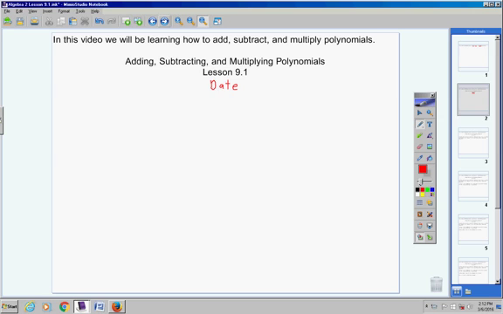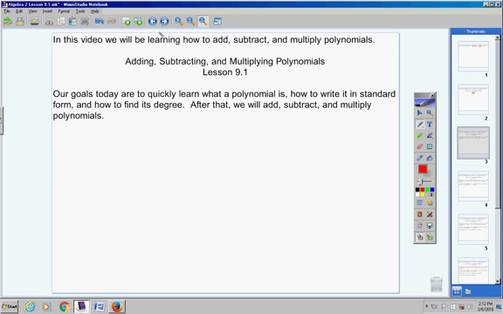Alright, moving on. Our goals today are to quickly learn what a polynomial is, so we should at least talk about that. Also, I want you to know how to write a polynomial in standard form and then find its degree. Okay? And then after that, we will add, subtract, and multiply polynomials.